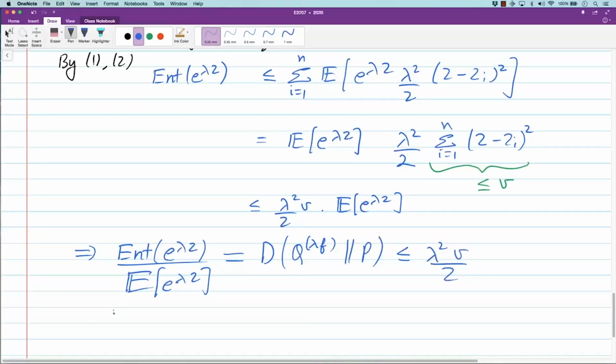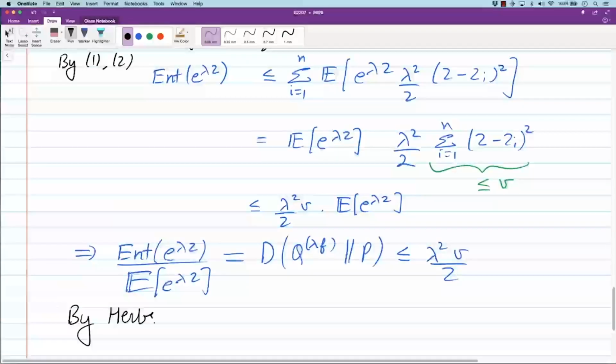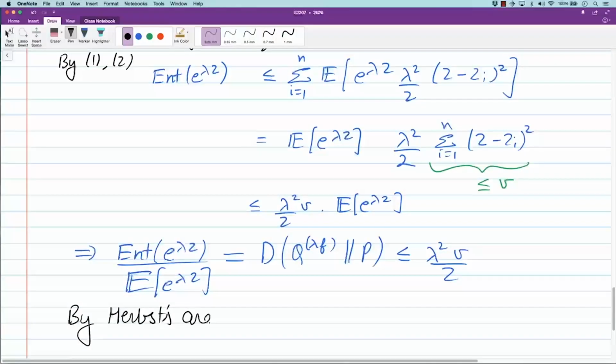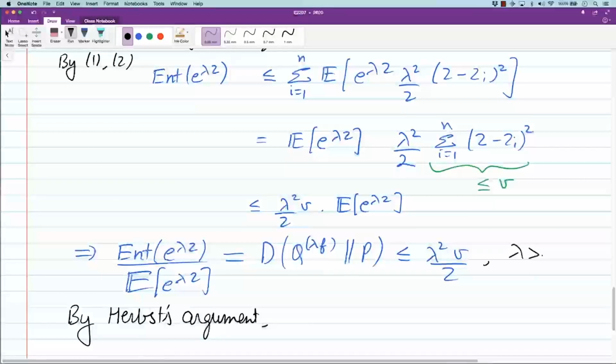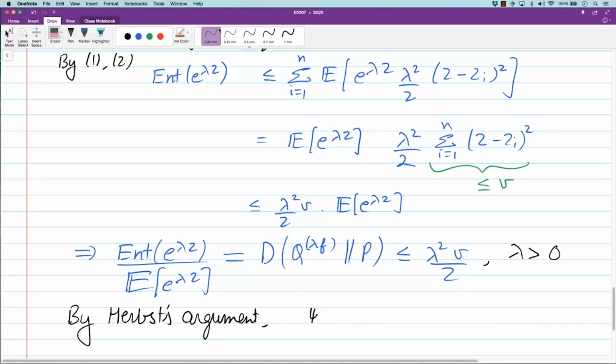So by Herbst's argument, you just have to remember that formula for the log moment generating function. It's the integral of this guy divided by lambda square. This is true for all lambda greater than 0. This is the log moment generating function of this random variable z.